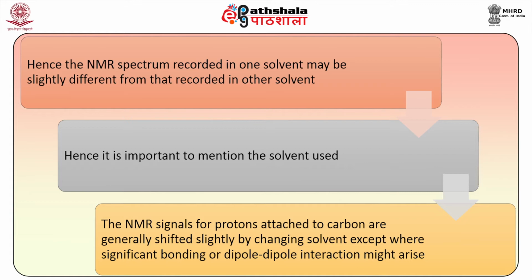The NMR signals for protons attached to carbon are generally shifted slightly by changing solvent, except where significant bonding or dipole-dipole interaction might arise. The changes in chemical shifts due to solvent change are minor, being on the order of plus minus 0.1 ppm. However, students, in some cases the changes are more.